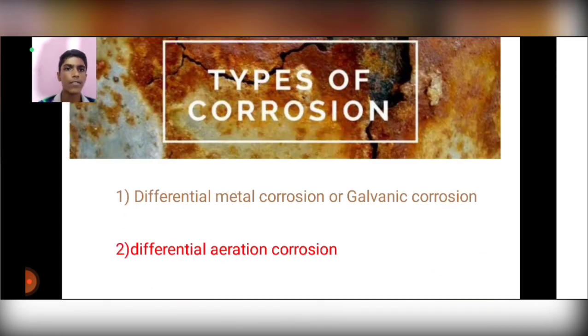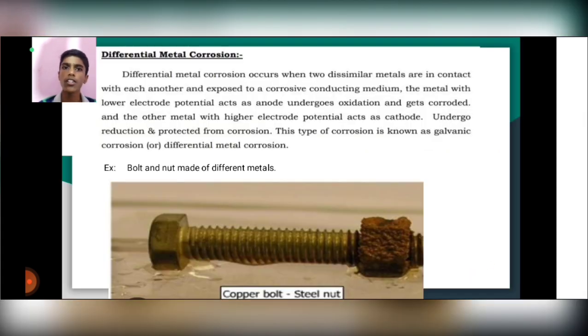Types of corrosion: differential metal corrosion or galvanic corrosion, and differential aeration corrosion. Differential metal corrosion occurs when two dissimilar metals are in contact with each other and exposed to a corrosive conducting medium. The metal with lower electrode potential acts as an anode and gets oxidized and corroded, and the other metal with higher electrode potential acts as a cathode, undergoes reduction and is protected from corrosion. This is known as galvanic corrosion or differential metal corrosion. Example: a bolt and nut made of different metals.